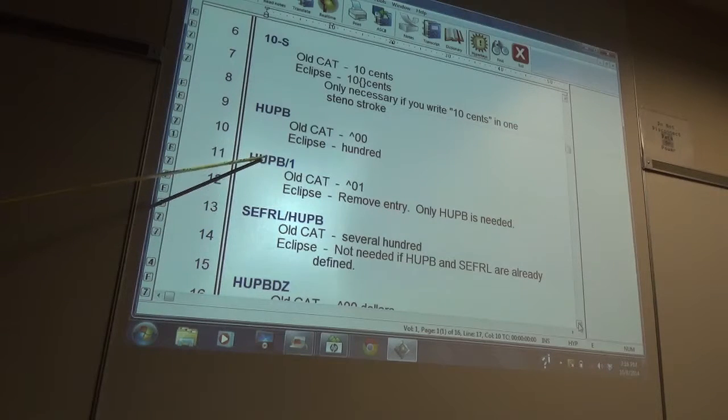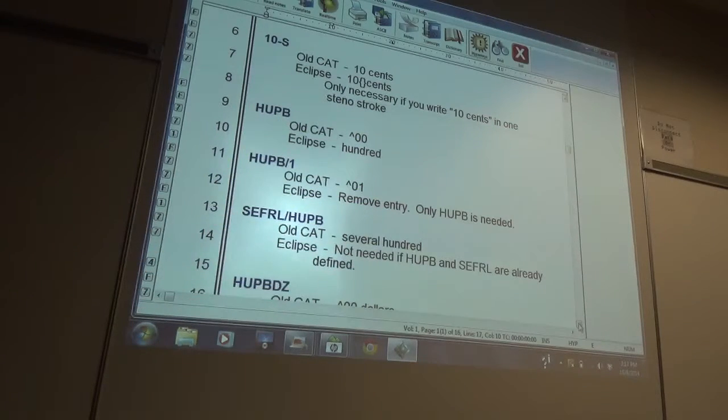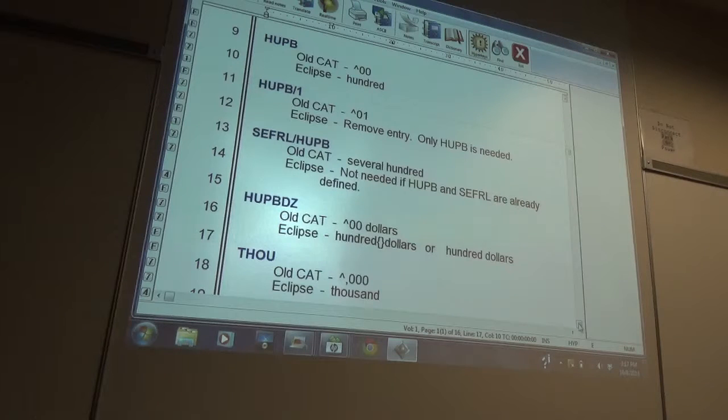Same thing with that. 101. So if it's 401, same way. 100 only needs to be defined, and then 1 stands on its own. Also as ONE. Okay? Several hundred, same way. You just stroke it out, put it in there as 100 and several.